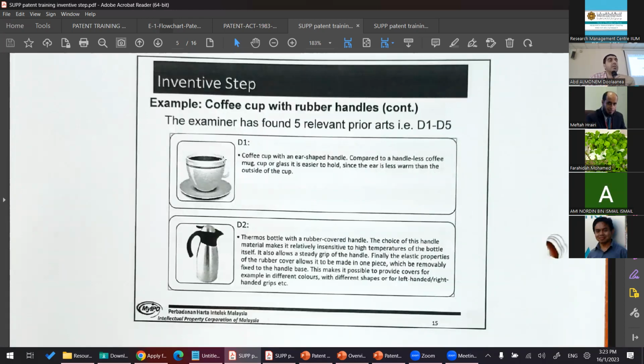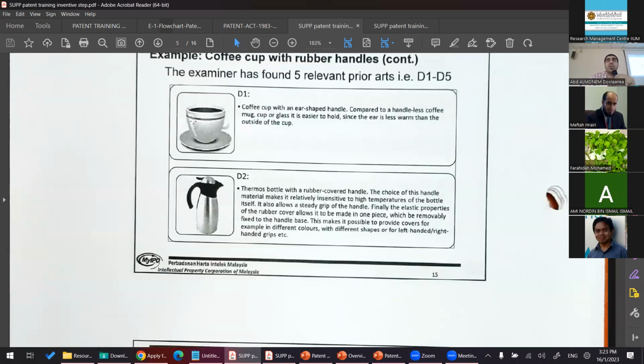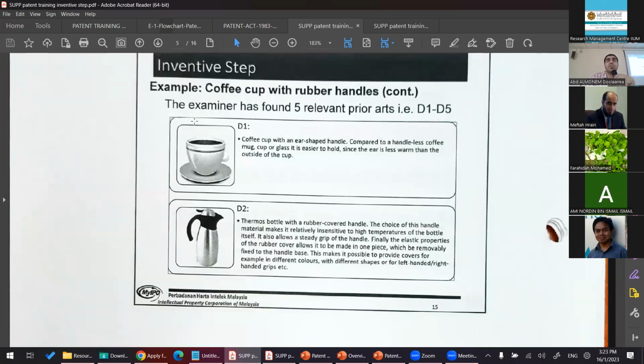So what do you think? For all of them, we are novel, no problem, because there is no similar one that combines all the features. But is it inventive or not? What do you think? This is general knowledge, so anyone can actually discuss it. It becomes more difficult when you have a skilled person in the art. If you are in chemistry, you need to talk about someone from chemistry. If you are in engineering, you need to talk about someone from engineering. But this is quite general knowledge, so anyone can discuss it.